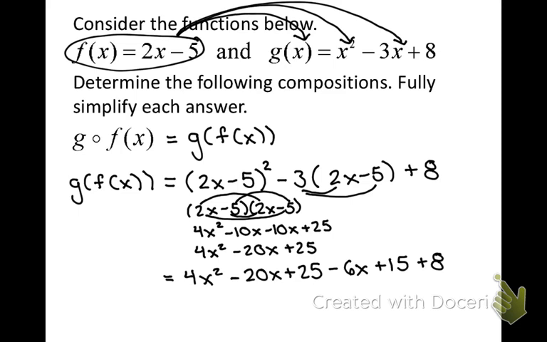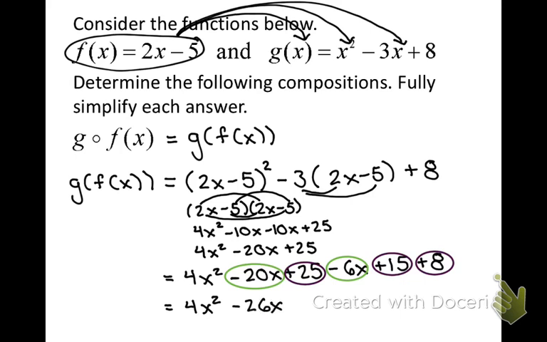All right, we've got some like terms we can combine at this point. We can combine the minus 20x and the minus 6x to give me a minus 26x. And we also could combine the 25, the 15, and the 8 to give me a positive 48. So we are going to end up with 4x squared minus 26x plus 48. Boom. That is our final answer there.